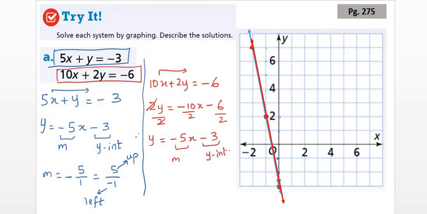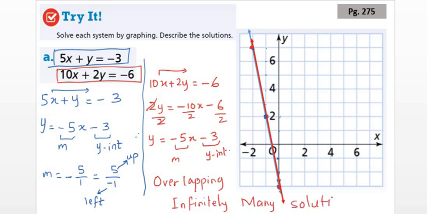This shows that how we will write our answer. Both the lines are overlapping. Whenever the lines are overlapping, we say that there are infinitely many solutions, right? Infinitely many solutions. Okay, now let's start the questions from the lesson.